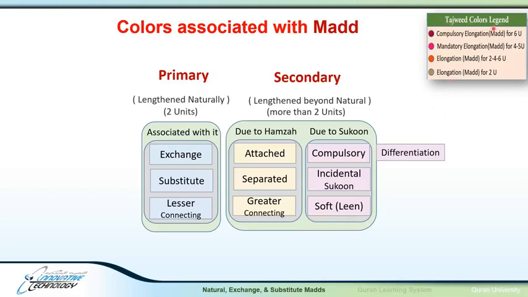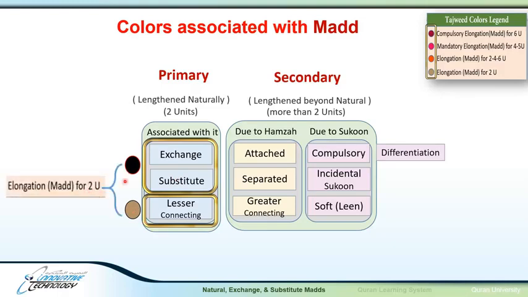And yet we mentioned that the primary med and its associated exchange and substitute are not given any of these unique colors. It's given only the black color, which is the natural color given for the normal script, because the vowels in these types of meds are expected to be naturally lengthened, not more than the natural 2 units of any vowel. One more type of med is also associated with the primary. It is the lesser connecting, because it is extended for the same period of the primary, which is 2 units. So if you see a vowel written in black or brown, you should elongate it for only 2 units.